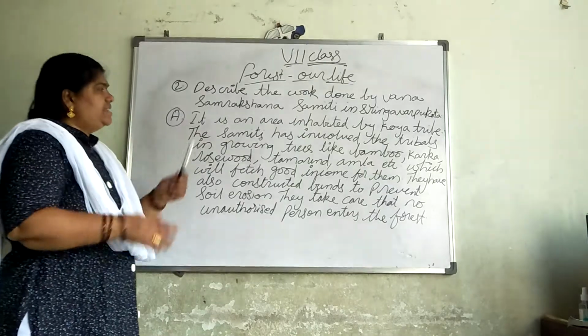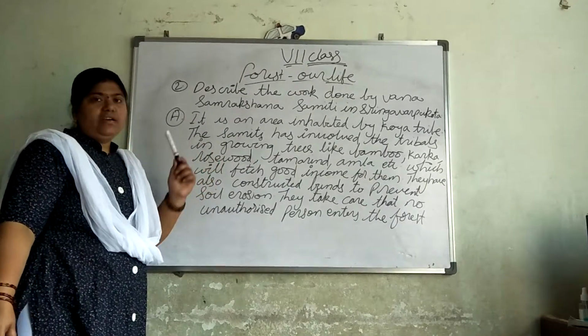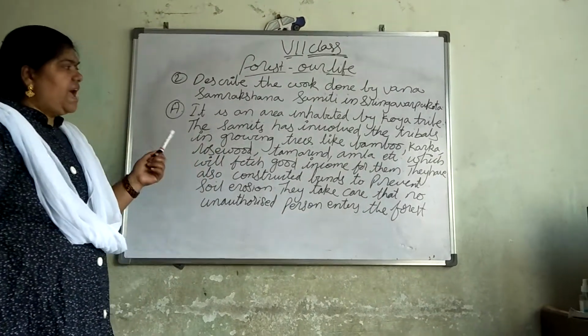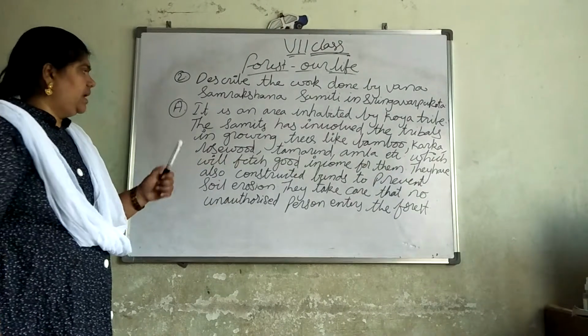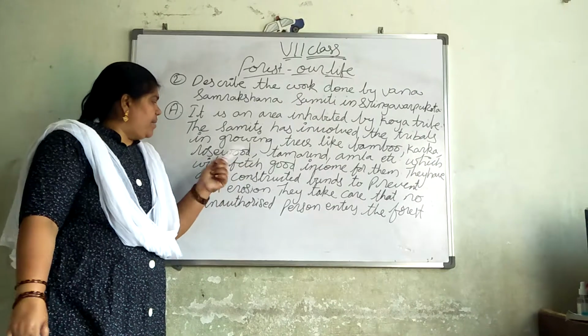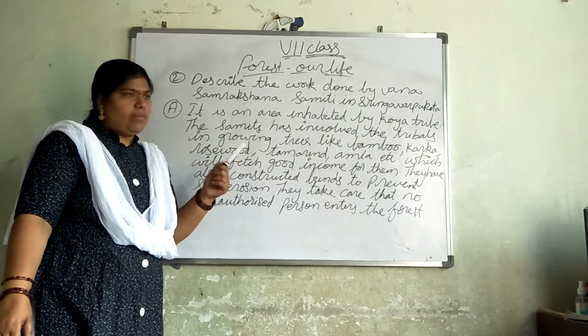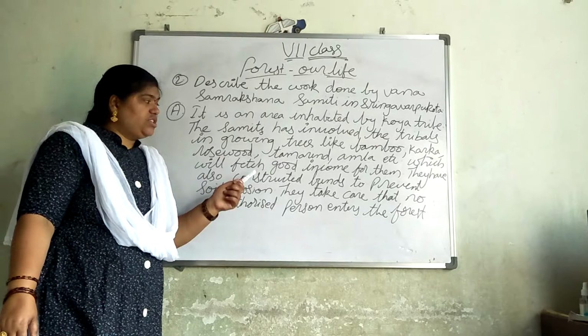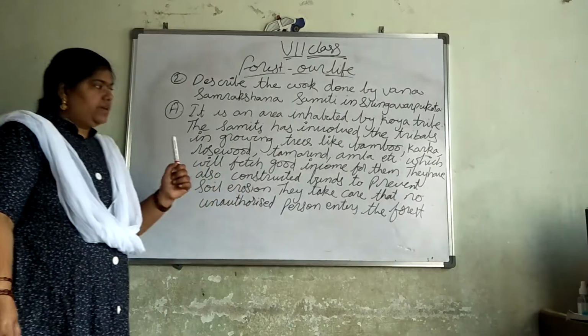For that, it is an area inhabited by Koya tribes. The Samiti has involved tribal people in growing trees. Like which type of trees they are growing? Bamboo, karaka, rosewood, tamarind, amla, etc. Which will fetch good income for them.